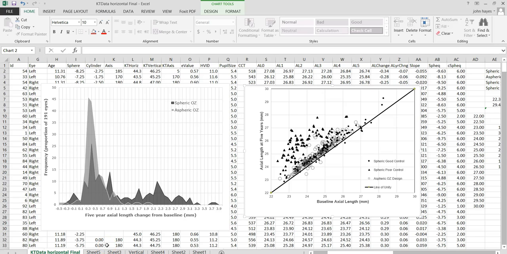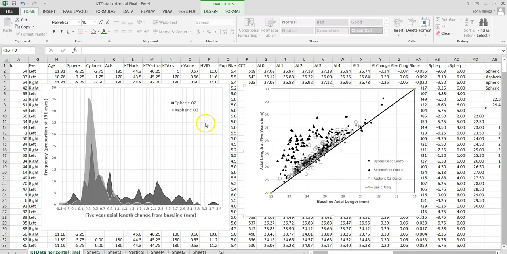In this video, we're going to discuss logistic regression. First, let's describe our data set. This is the Ortho-K data set. In this study, axial length change was followed over 5 years, and there were a number of baseline characteristics measured at the beginning, and then axial length was measured at each year.